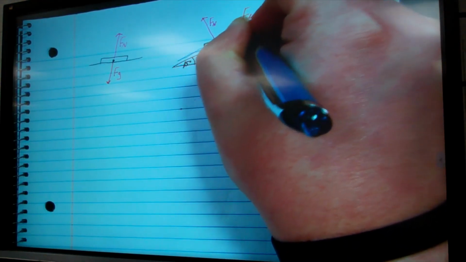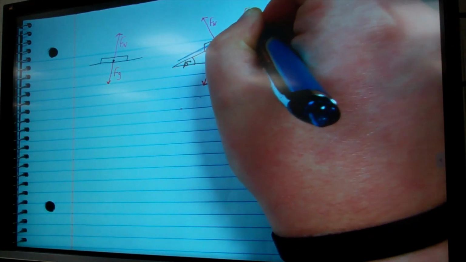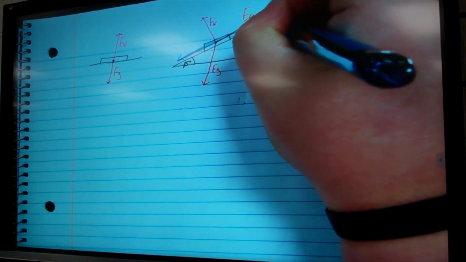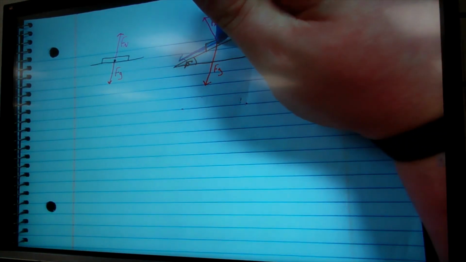Let's do the blue. That's our x-axis. Let's do a y-axis.